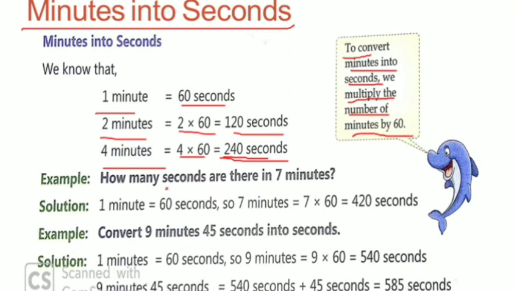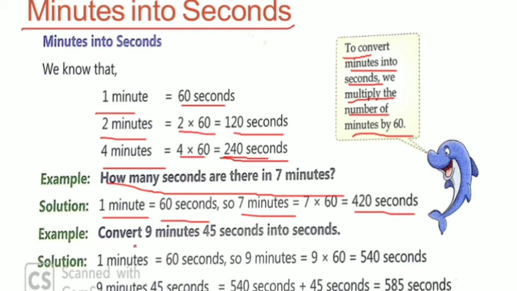For example, how many seconds are there in 7 minutes? We know that in 1 minute there are 60 seconds. So in 7 minutes there are 7 into 60, that is 420 seconds. So 7 minutes is equal to 420 seconds.